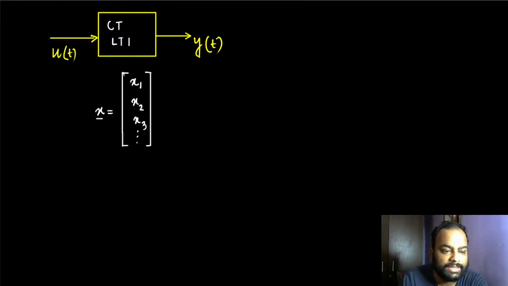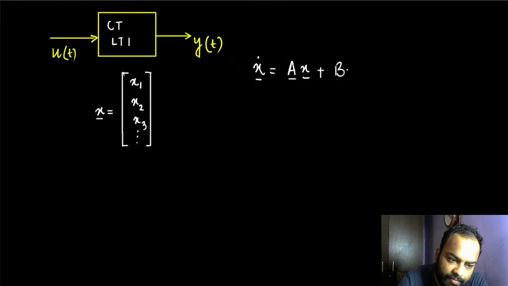All right, so the systems are described using two equations: the state equation and the output equation. The state equation is this equation, the derivative of x is given by this, and the output equation is this.